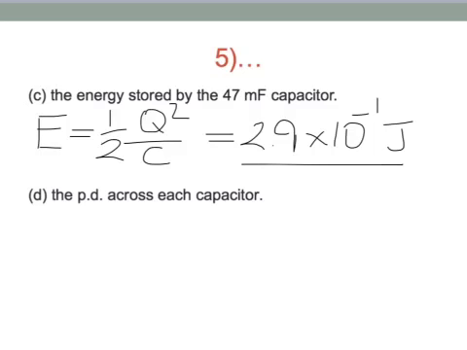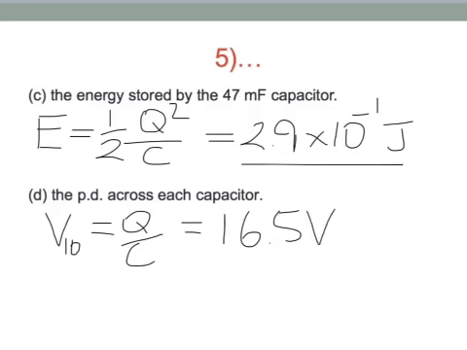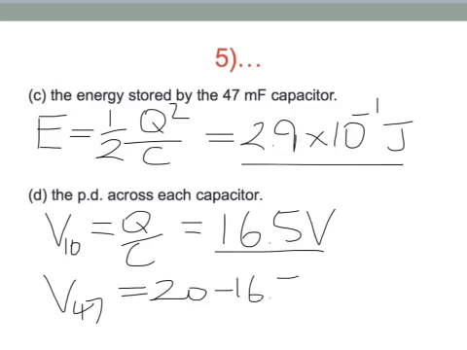Then, next, D, the PD across each capacitor. So we'll do the V across the 10 millifarad capacitor first, using Q over C. Again, making sure to use the total charge, 1.65 times 10 to the negative 1. Divide that by 10 millifarads, and you should get 16.5 volts. Leaving the remainder of the 20 volts across the 47 millifarad capacitor, so that would be 20 take away 16.5, or 3.5 volts.